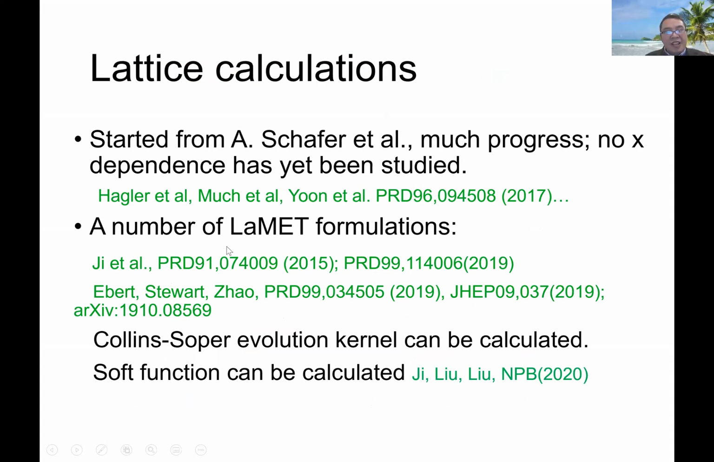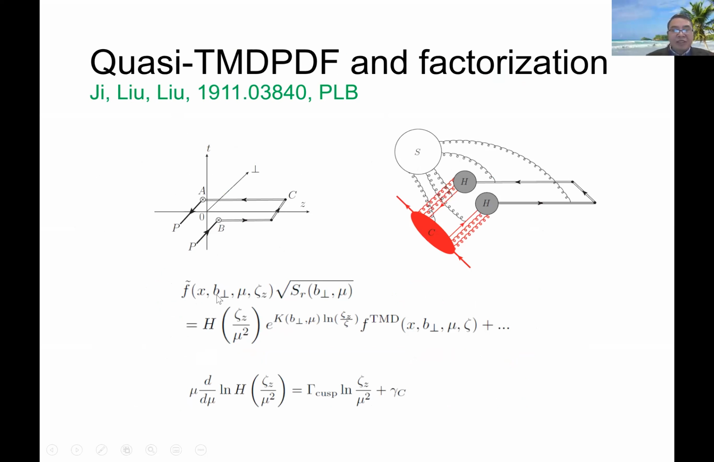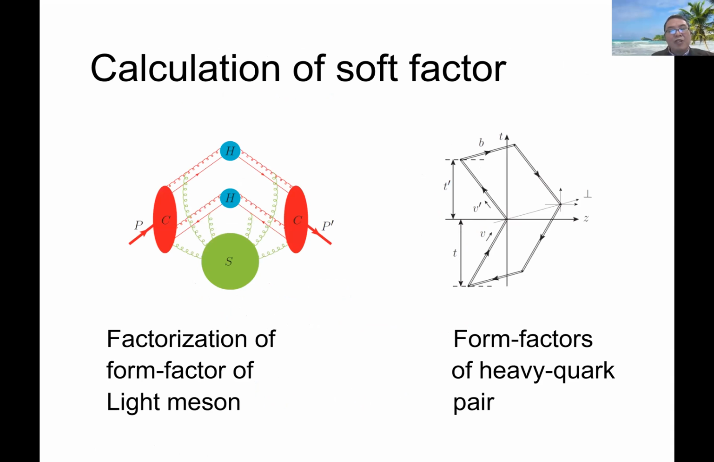Again, I'm going to be very brief on this. There have been very successful formulations of calculations using lattice QCD, and there are two groups: one is my collaborators, and the other is the MIT group. And so we formulated factorization theorems for how to calculate on the lattice so that eventually it can match onto the experimental TMD distributions.